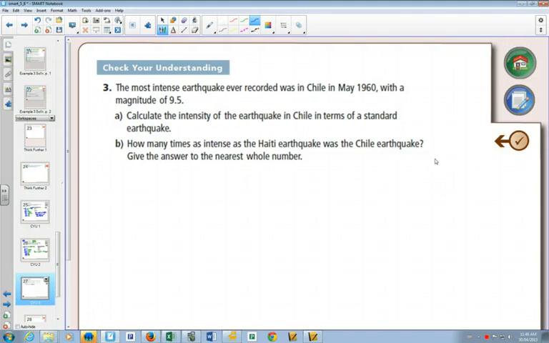Now on the exam, they'll give you the formula. I stands for the intensity, S is the standard one, and M is the magnitude. So they'll give you this formula. For part A, calculate the intensity of the earthquake in Chile in terms of a standard earthquake. So we want to solve for I. We know that M is 9.5.